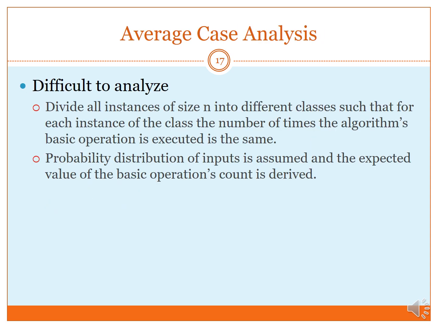Average case analysis is often difficult. We first classify all the possible inputs based on how many basic operations they require. Then we assign probabilities to each class. Finally, we calculate the expected value of running time. Because estimating input probabilities is challenging, average case analysis is usually more complex than worst case analysis.